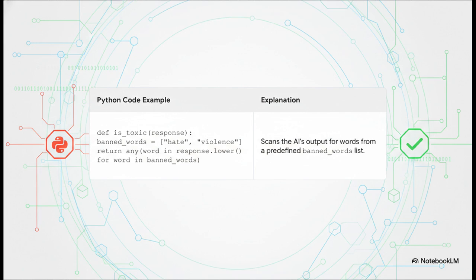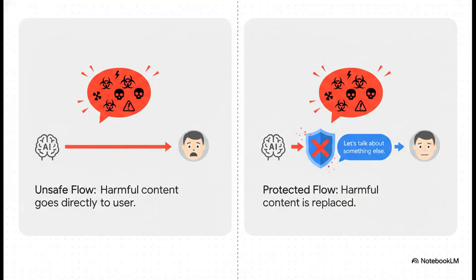We define a function is_toxic with a simple list of banned words. Now, in a real-world system, you'd probably have a much longer list, or maybe even a whole separate classification model for this. But as a first-pass filter, this simple keyword check is an incredibly valuable and super easy to implement safety measure.